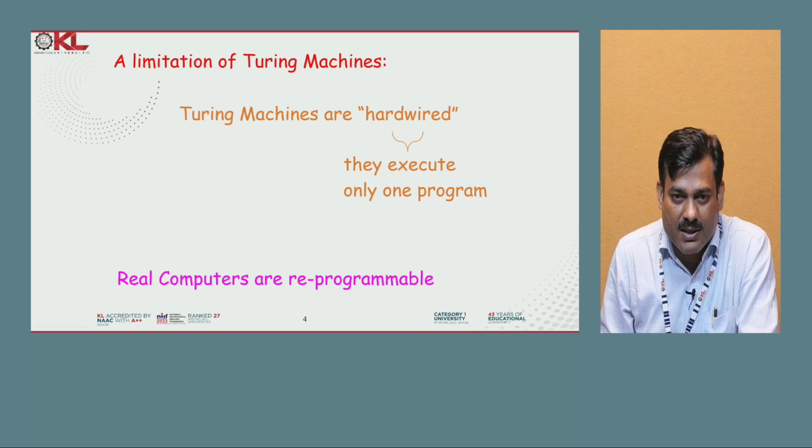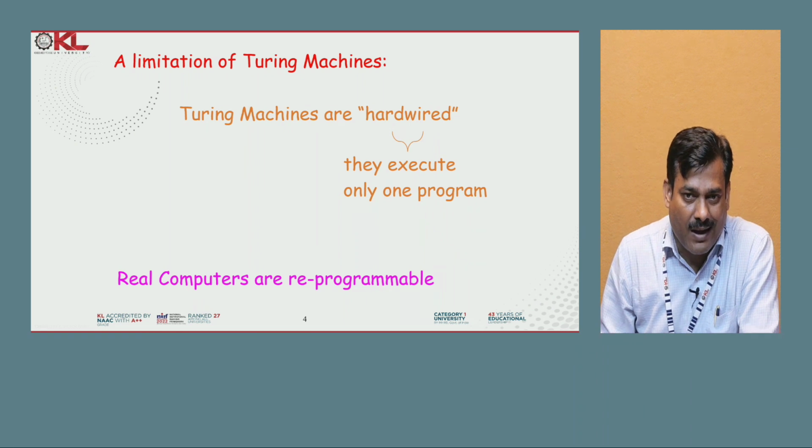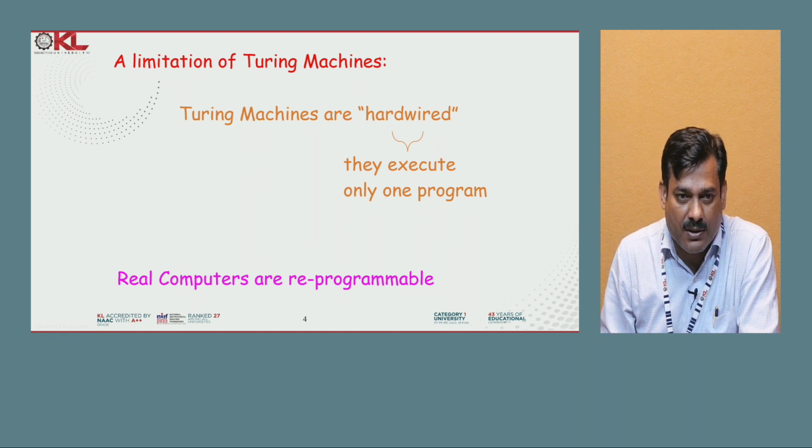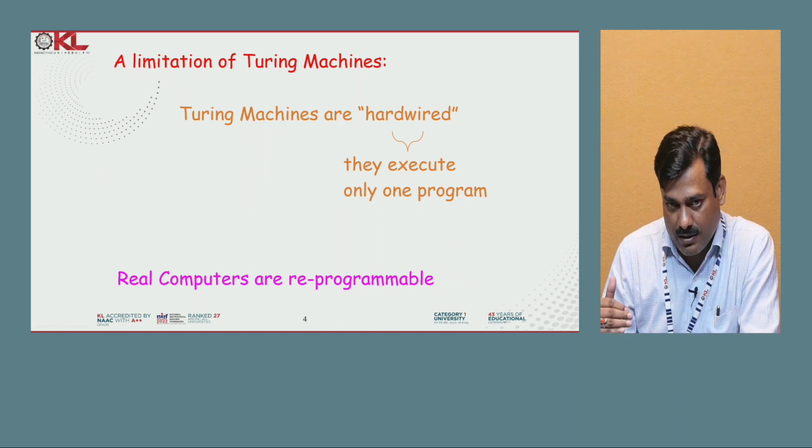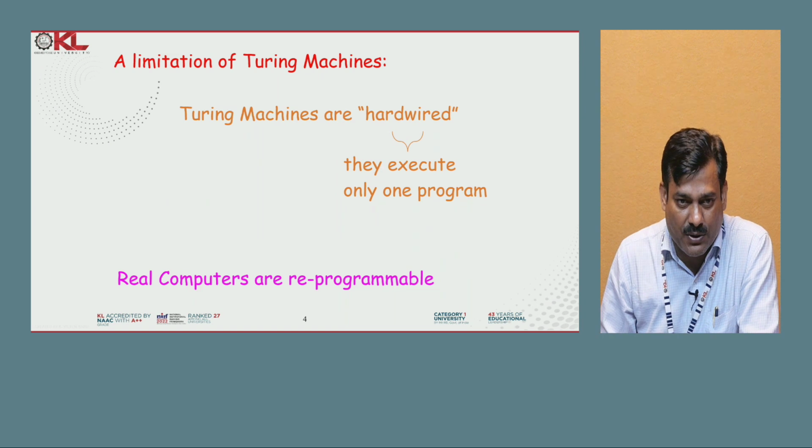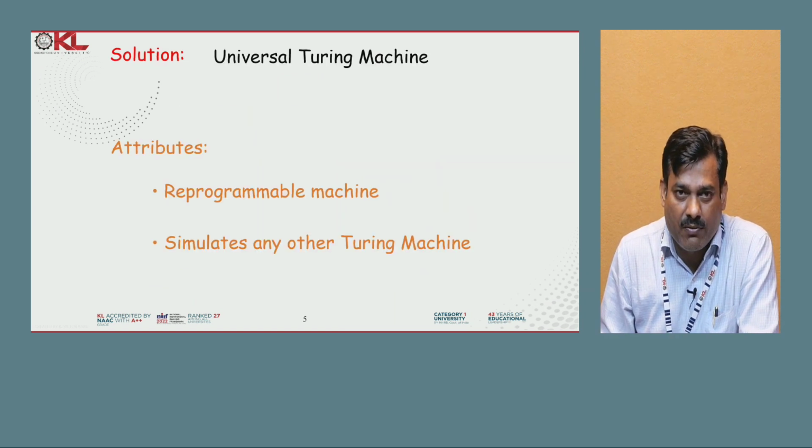But real computers are reprogrammable. We can execute more than one program on the same computer. So we can say the Turing machine is not as powerful as the real computer. The solution to the problem is the universal Turing machine. The universal Turing machine's attributes are that it is a reprogrammable machine, and it can simulate other Turing machines.